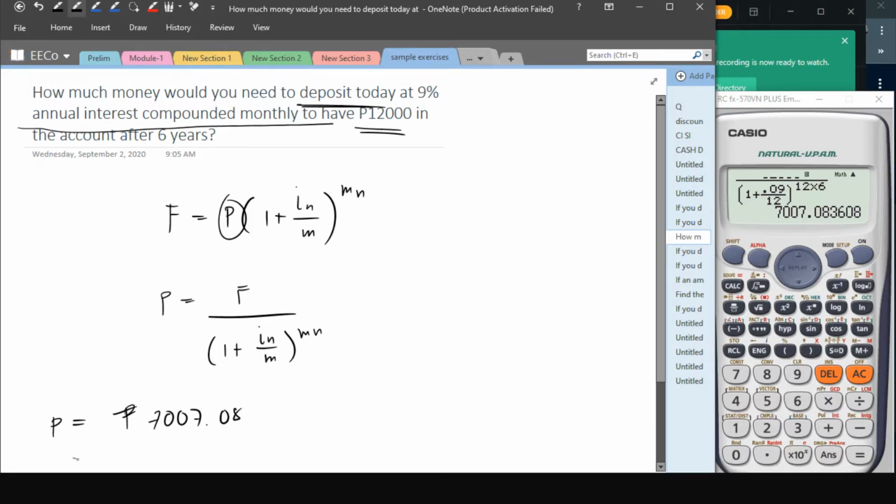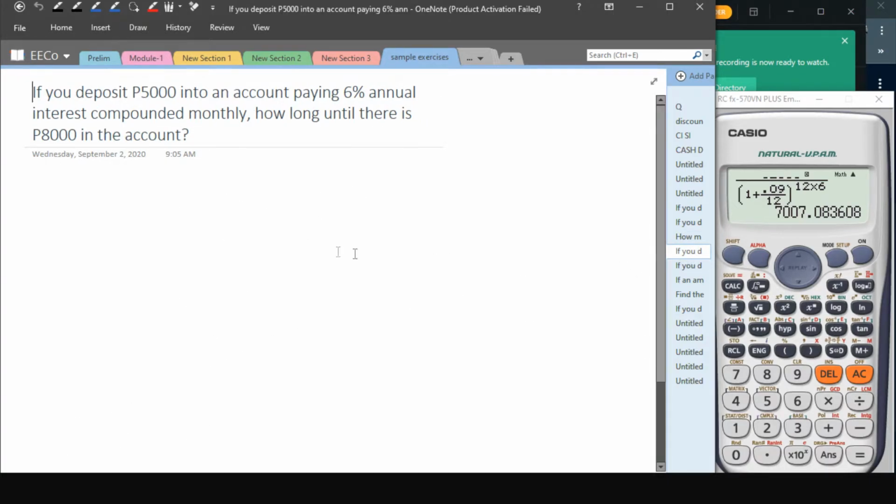0.08 pesos. Okay, meron pang isang technique. Pwede rin naman to: F is equal to F multiplied to (1 plus i n divided by m) raised to negative mn. Nasa taas sila. Same lang makukuha mo.